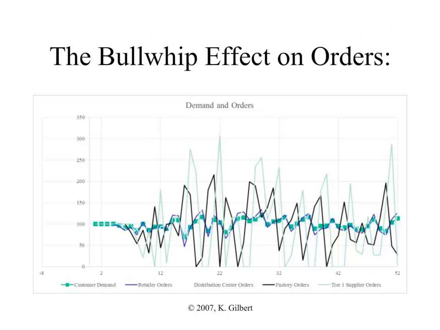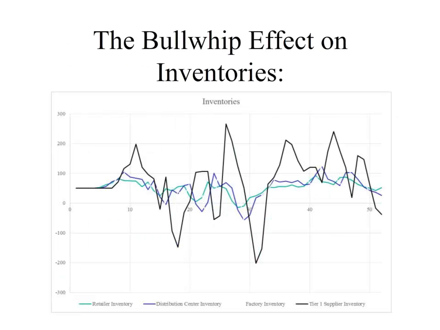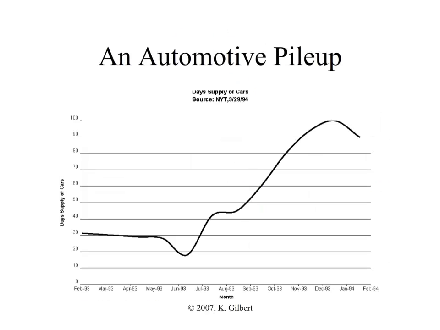So this graph shows one thing that you saw in the simulation. There was variation in the demand, but there was much larger variation in the orders as we moved up the supply chain. And this shows the bullwhip effect on inventories. And again, as you move up the supply chain, the swings in inventory get larger and larger. And this is a slide that shows inventory of Saturn automobiles, and it looks very much like some of the inventory that we generated in our simulation.